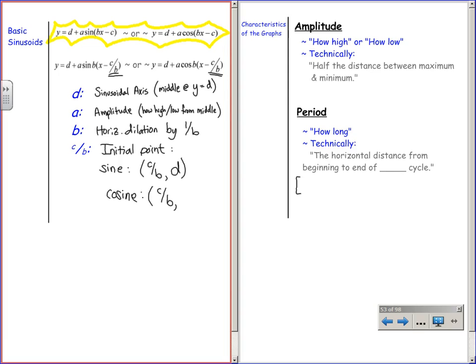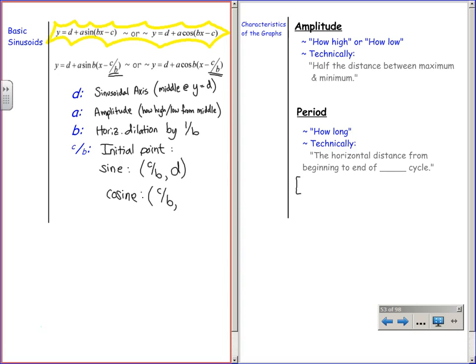So sine and cosine, both the basic graphs start at 0. But sine starts in the middle, which we said is the sinusoidal axis. Cosine starts away from the middle. And technically that away is the amplitude. For a basic cosine, the amplitude is just 1, because there's only a 1 in front. So we're going to say d plus a.